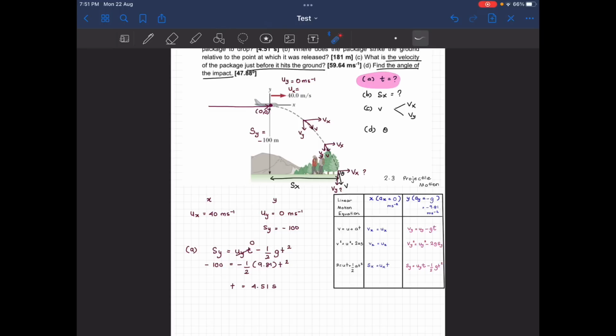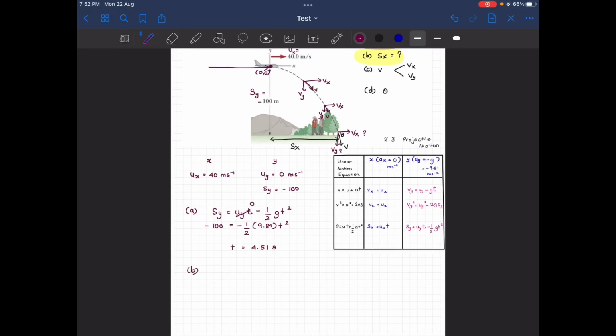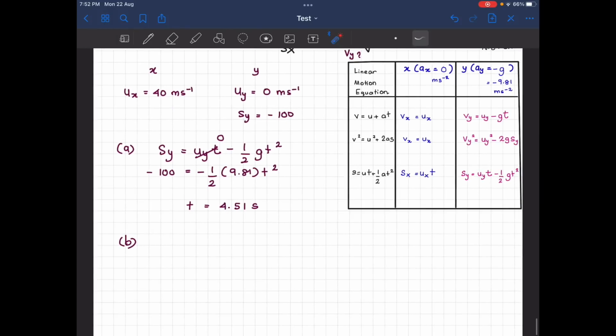Okay, let's try to do the B1. Okay, B, it wants the Sx. So Sx, it means that there is only one formula for Sx, which is Sx equals Uxt. So I'm going to write down the formula. Sx equals Uxt, and then we have the value of Ux, which is 40.